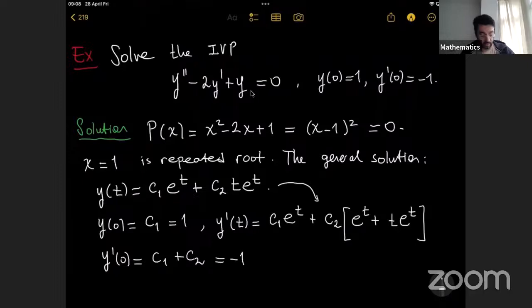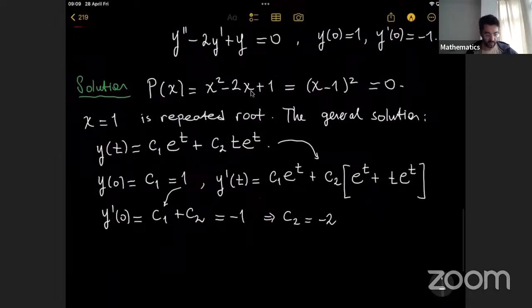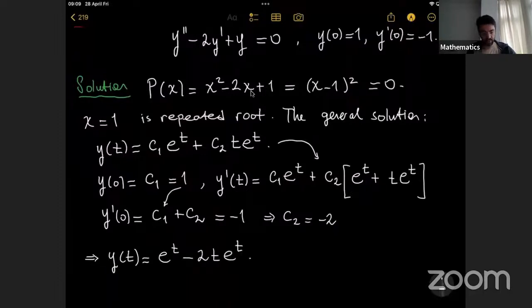This is given in the question, but C1 is 1 already, right here, which implies C2 is equal to minus 2. So let's plug this back into the general solution, which implies y of t is e to the t minus 2t e to the t. This is the solution of the differential equation, okay? Any question with this example?